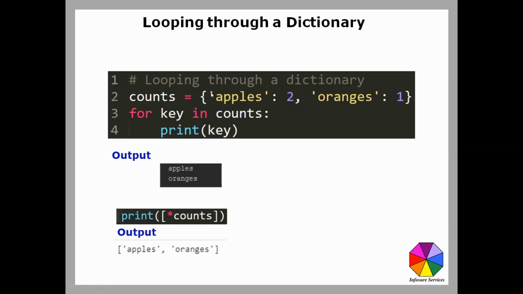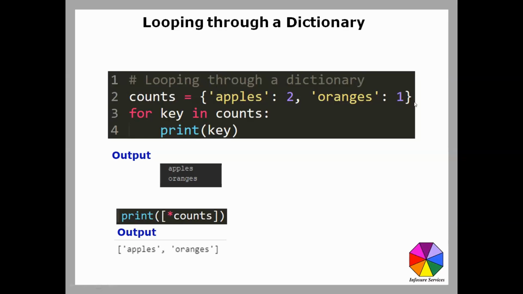So we have seen this earlier. The key values are in this order. There's a key, colon, the value. So here apples is the key, colon, the value 2. So there are 2 apples, and they are separated by a comma. A dictionary is a collection of key value pairs. So you have one key value pair here, comma, the next key value pair, oranges, colon, 1. So there are 2 apples and 1 orange.